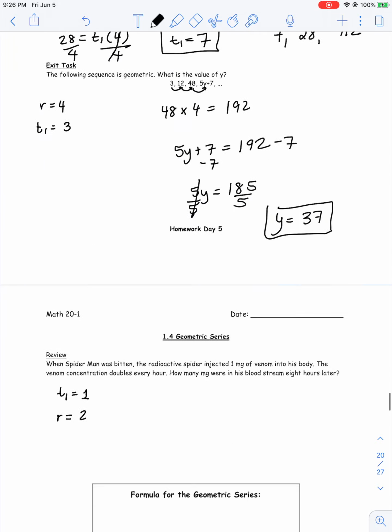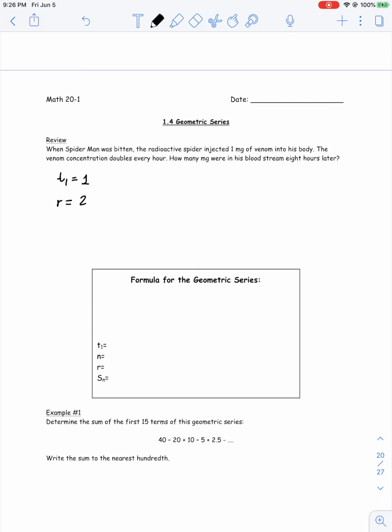So this is where we're going to have to do some thought. So here it says 8 hours later. If we're talking about 8 hours later, so this will be 1 hour later from term 1, 2 hours, 3, 4, 5, 6, 7. So term 8 doesn't correspond to 8 hours later. It's actually going to be term 9. So n equals 9 in this case.